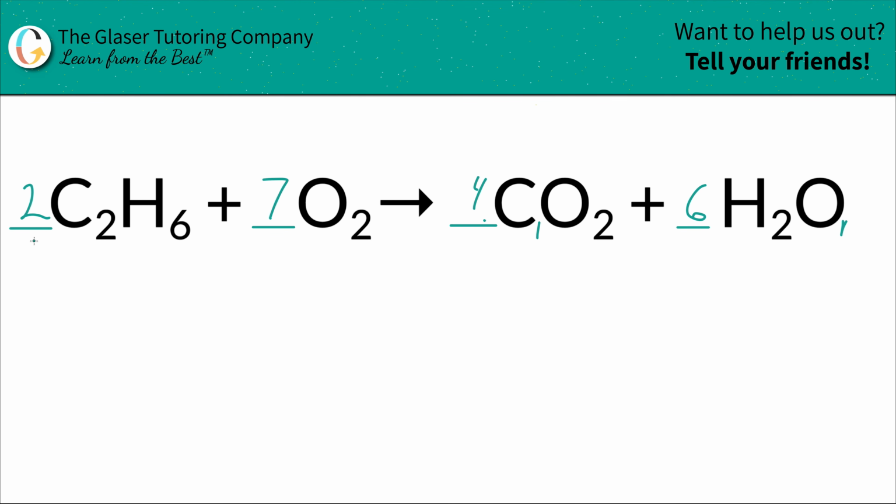You can check everything if you want. 4 hydrogens now on the left, 4 hydrogens on the right, 12 hydrogens on the left, 12 hydrogens on the right, 14 oxygens on the left, and then there's 8 here and 6 here, so a total of 14 as well on the right. That's it.